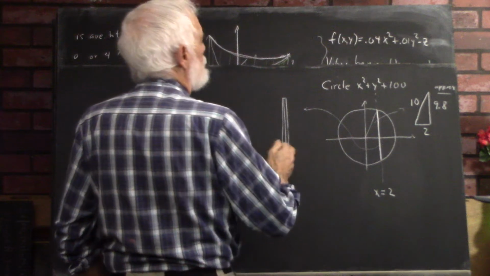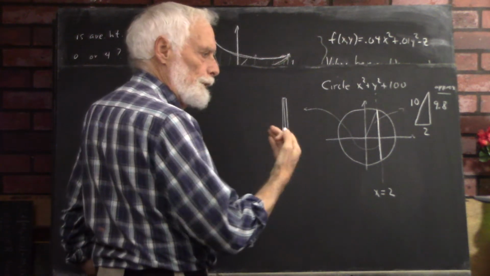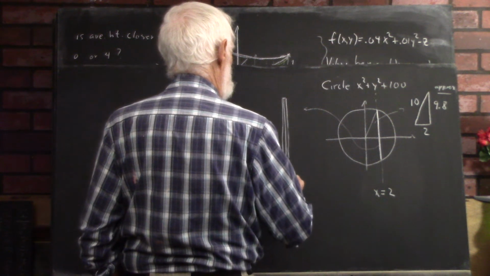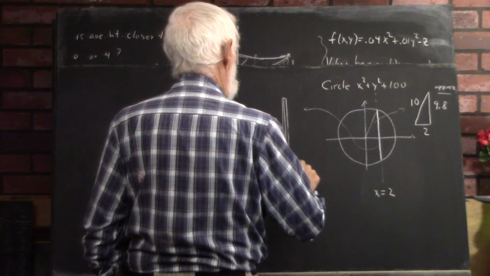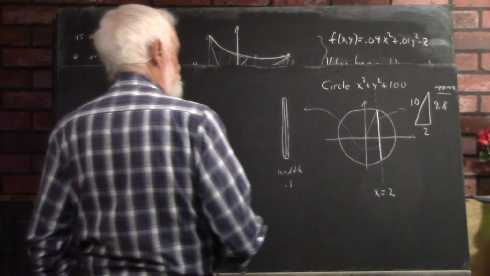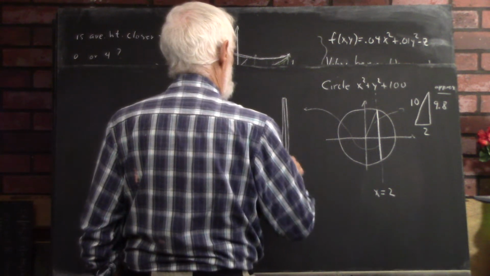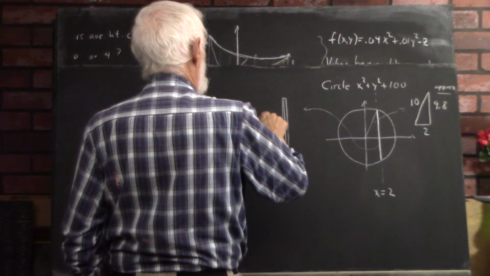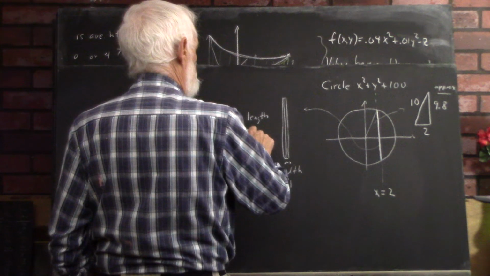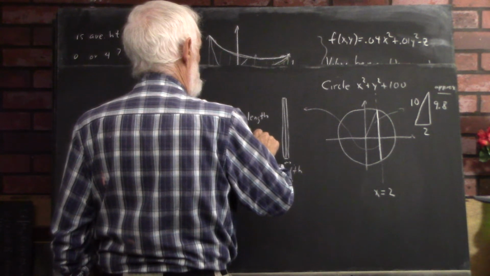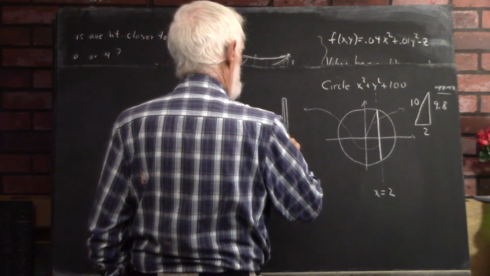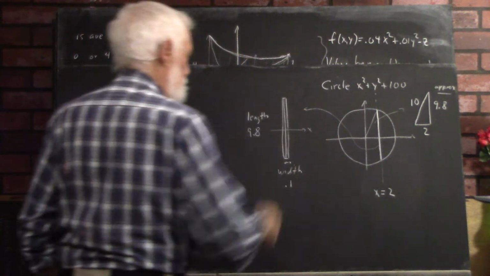Okay, or let's say that lie within 5/100ths of a unit, half of a tenth, so that the width of this thing is 0.1. And the length is 9.8. And of course, here's where your x-axis is, right in the middle.